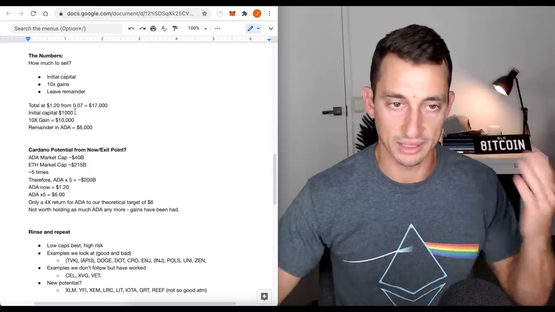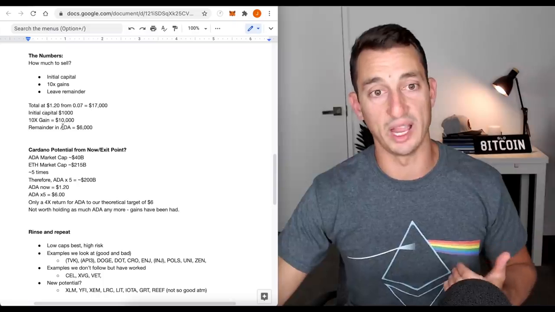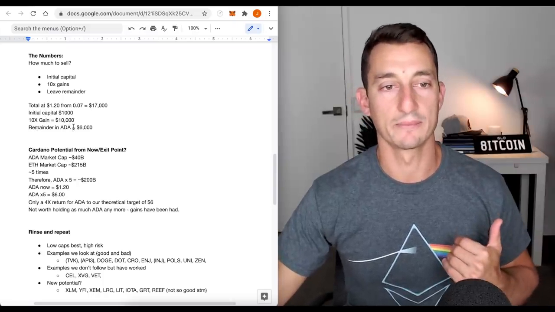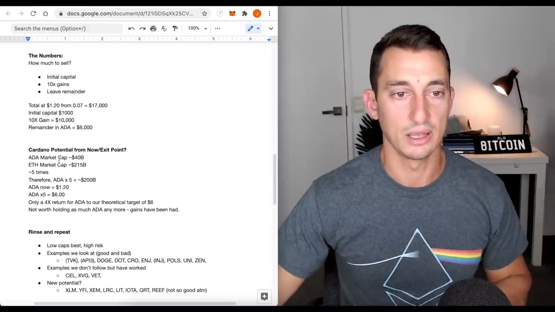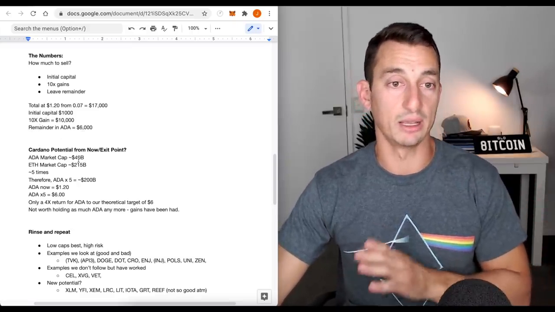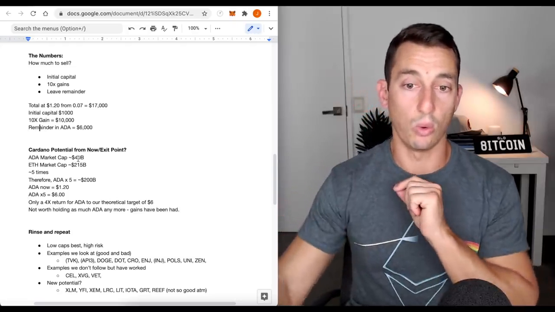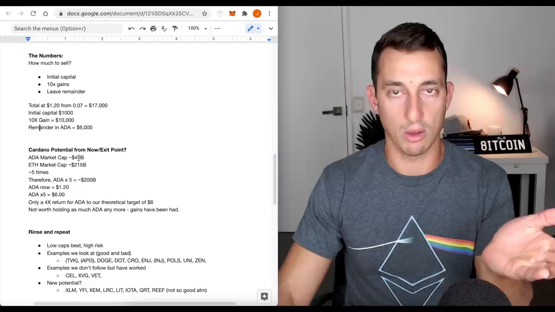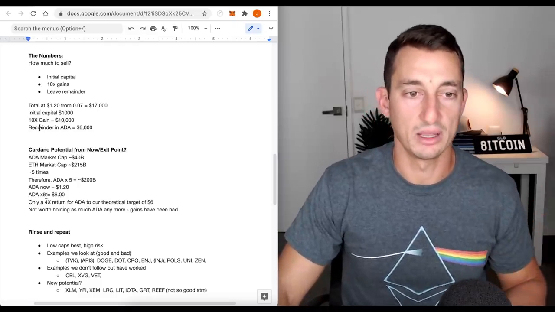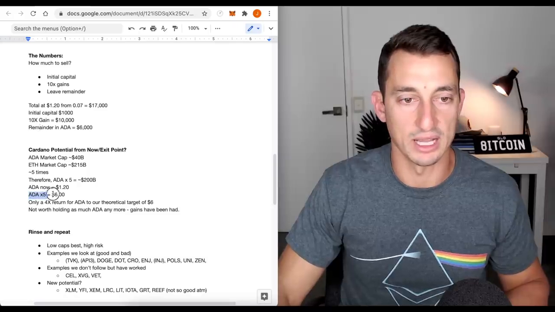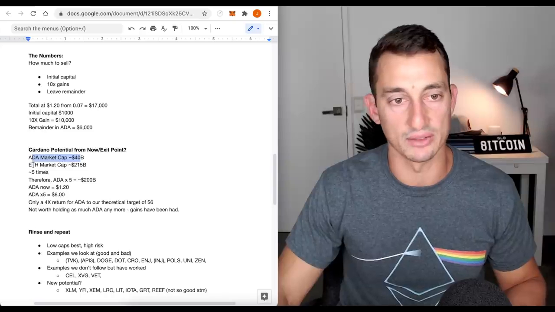Initial capital, we take 1,000. 10x gainer, take the 10,000. So there's 11,000 we've pulled out of Cardano. Remainder is 6,000, so we still have 6,000 in Cardano. What's the potential for Cardano from here? Can our money be better suited elsewhere, or are we better off just leaving the whole thing in Cardano to continue shooting up? 5x from here for Cardano, reason being, ADA market cap approximately 40 billion at this time.